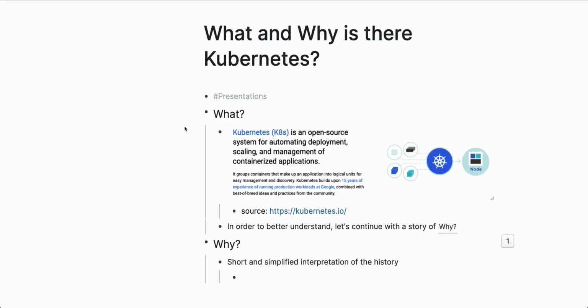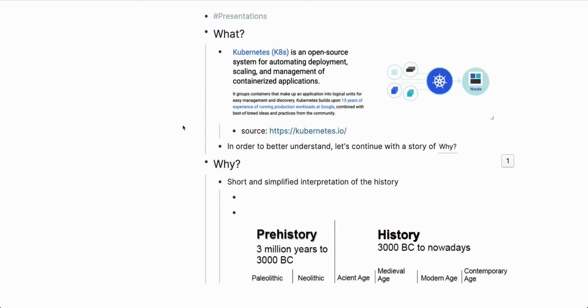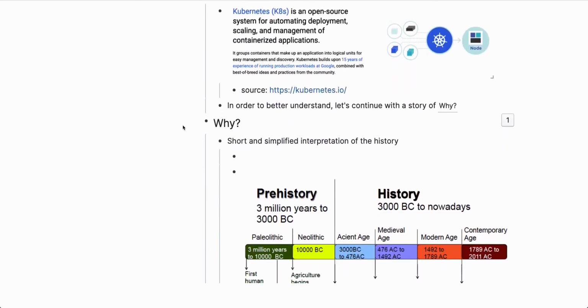That is a pretty good definition of what Kubernetes is, but unfortunately it doesn't give a good picture of what it actually is. I think a better path towards that is to first answer the question, why is there Kubernetes? Let's have a look at the short and simplified interpretation of the history up till Kubernetes.